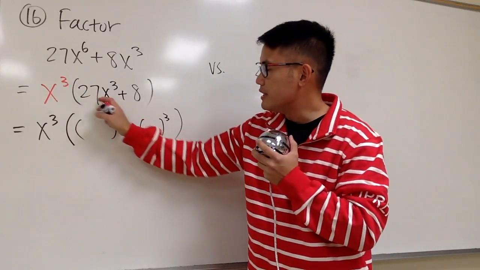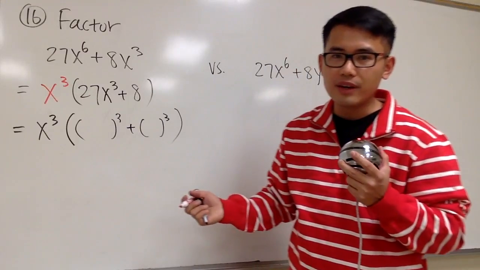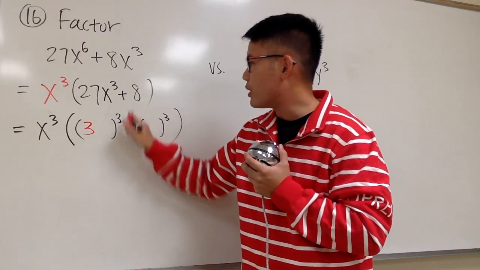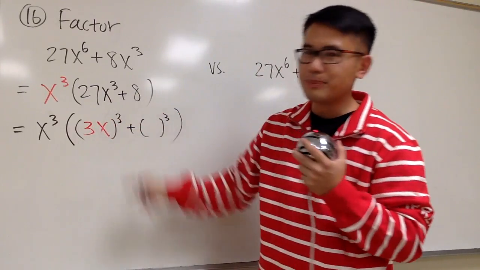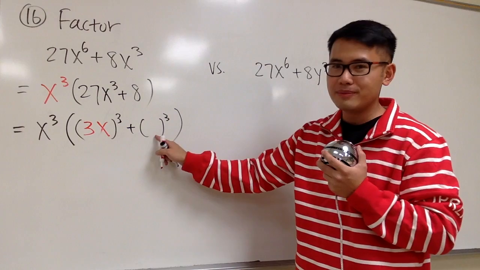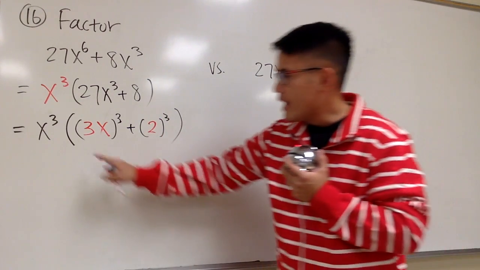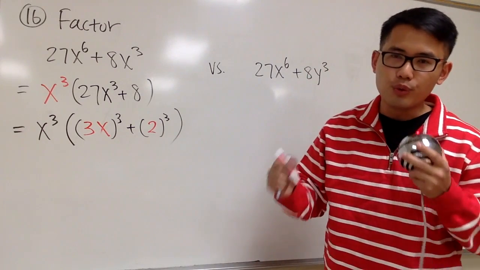Well, originally this is 27. What to the third power will give us 27? The answer to that is 3, right? 3 to the third power gives us 27. And we also have to have this x in this parentheses. And how about for this one? We need to have the 2, right? So let's put down the 2. And now for this here, we can factor out the sum of 2 cubes.